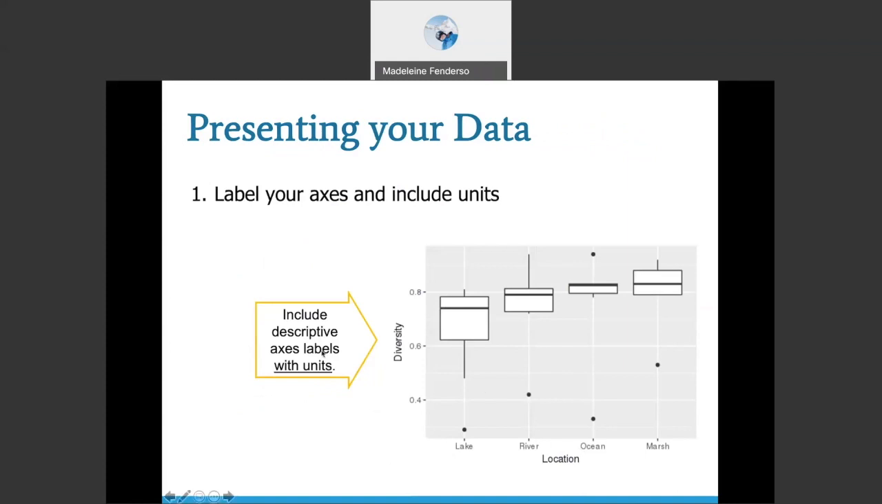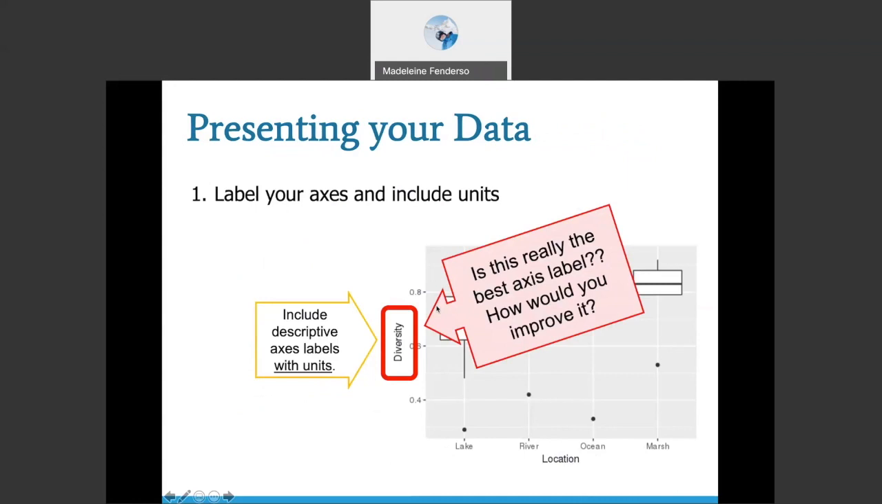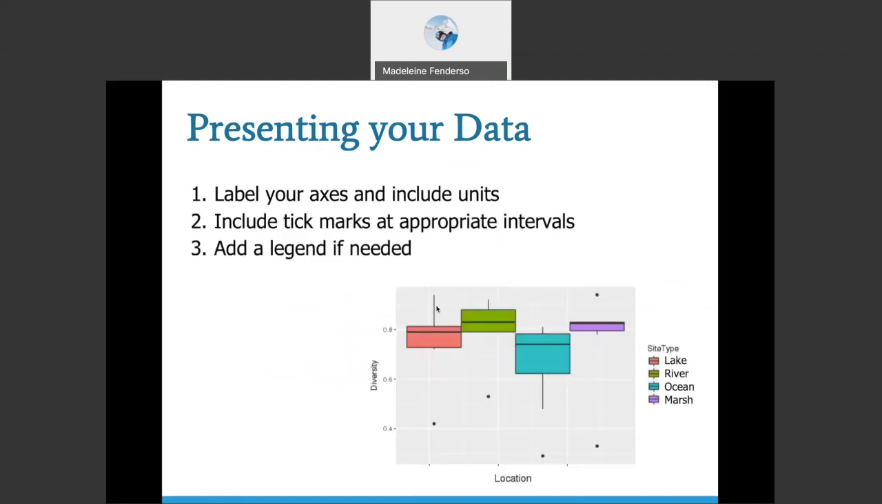When you're presenting your data, always include descriptive axes labels with units. Some of your axes labels will not require units, but if they do, you need to include them. So as you see here, location has to do with lake, river, ocean, marsh, and then diversity is just a set of values. And you can't just say diversity without a unit, because I bet there are a bunch of different types of units for diversity. So they need to show tick marks. And then you can add a legend here, as you see on the right, and we'll learn how to do legends using R. As you see here, these are color coded.